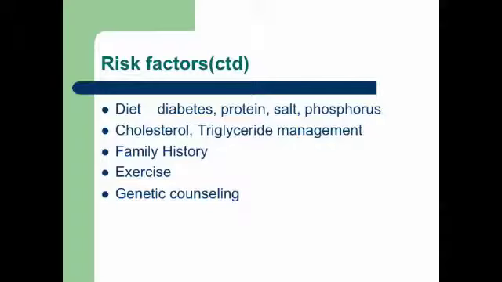Family history. If you have a first-degree relative with any form of chronic kidney disease, you are at increased risk of kidney disease. Exercise may be a factor that will help slow progression. Obviously, genetic counseling can prevent kidney disease. And let's talk about some of the complications.